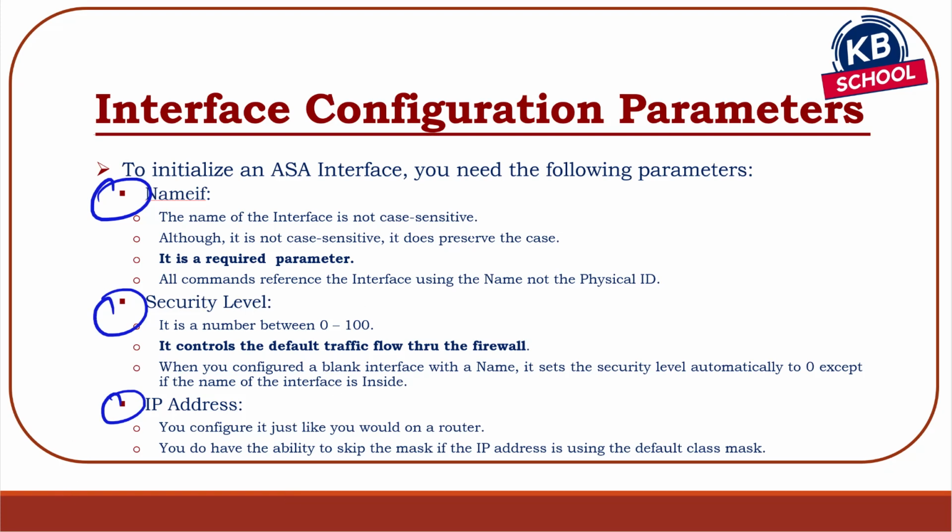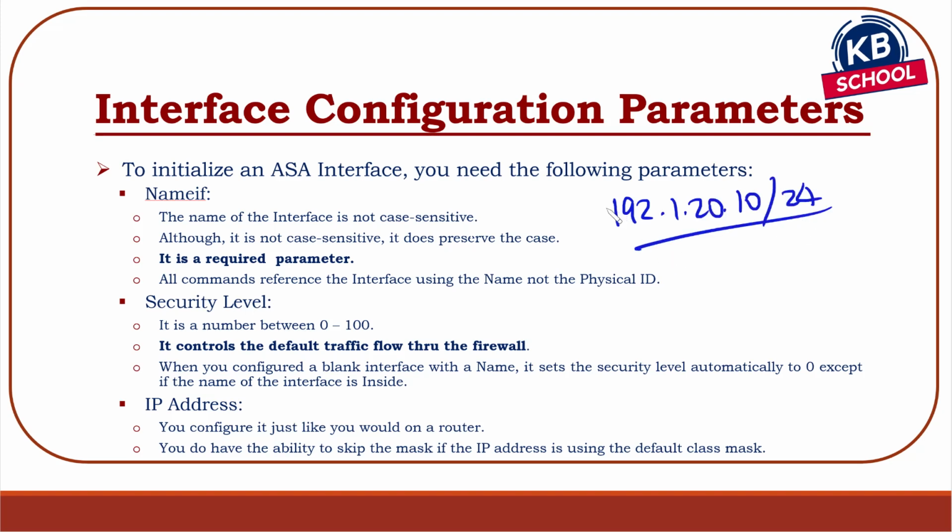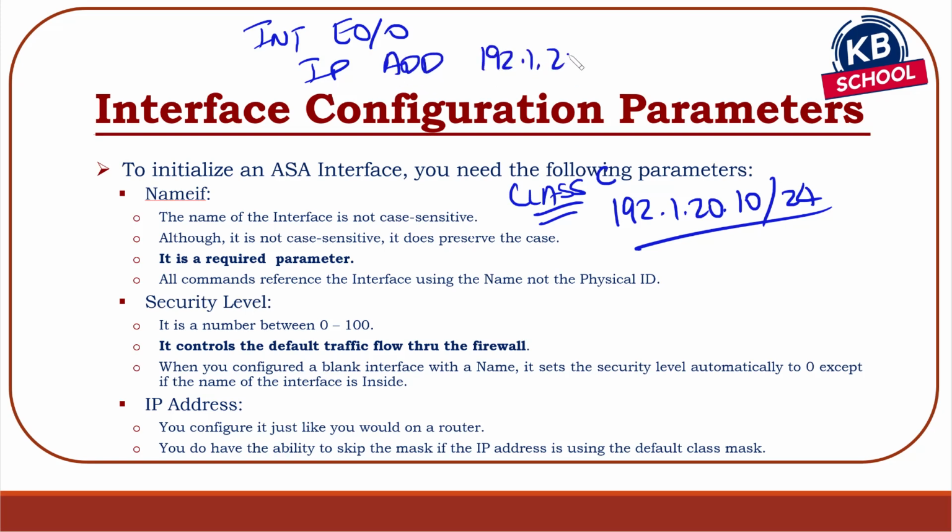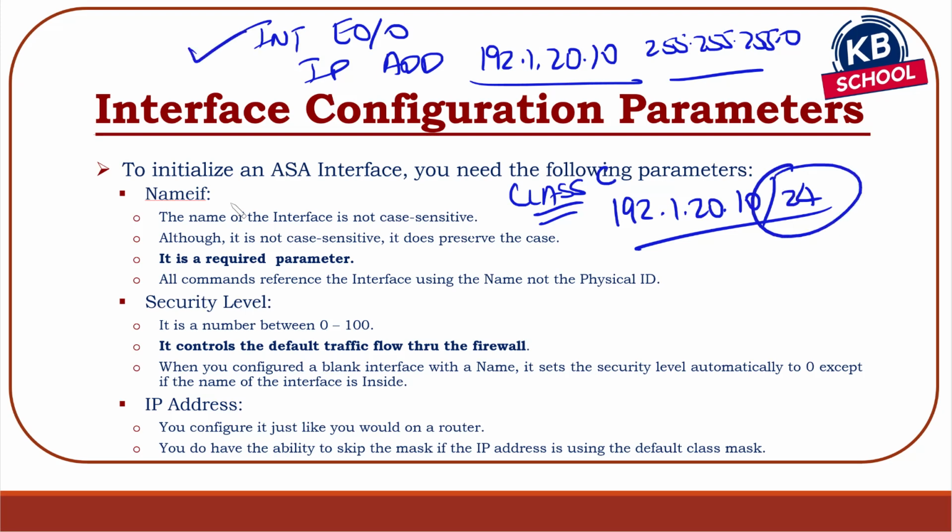Now, the IP address, there is something that is nice about the ASA firewall. Let's say I was setting an IP address of 192.1.20.10/24, which is the default mask for this because it's a class C. The ASA recognizes that. So if you want to assign this address to your interface, although you do have the ability to type in the mask, if you don't, it will take it and it'll apply the default mask for this class, which is /24. So when you go back into your running config, you'll see it magically would have set the mask to 255.255.255.0, which is the default mask for this particular class.